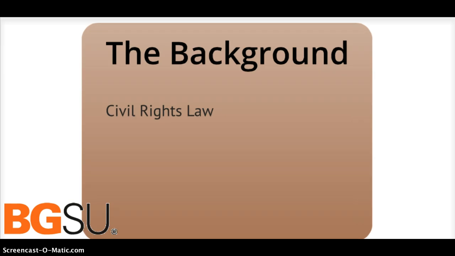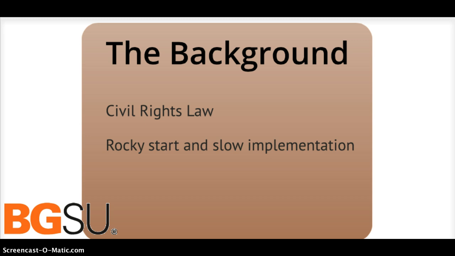I thought the historical background of the Rehabilitation Act, and in particular Section 504, was really interesting in the fact that originally there was an attempt to get this to be a part of the Civil Rights Act in '64. There was a strong effort in '72, but it failed because of budgetary constraints and Nixon vetoes. And then finally, it is enacted in '73, but it's a rocky start, and it has a very slow implementation.